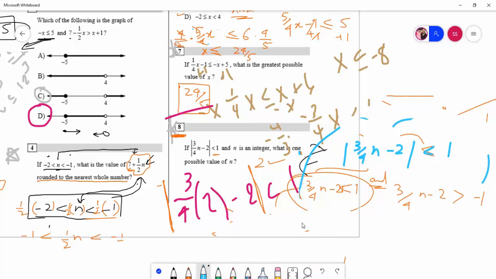Less than or less than equal to, that is "and". Less than means "and". Greater than or greater than equal to means "or".